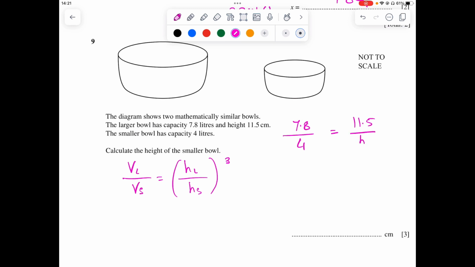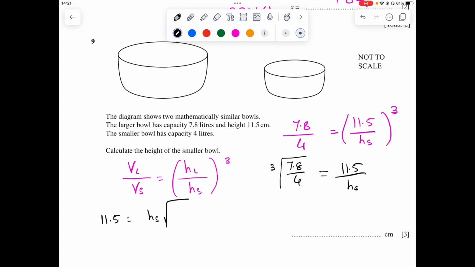And the height of the smaller one has to be found out. Whole cube, so cube becomes cube root. So what does that become? Cube root of 7.8 upon 4 equals 11.5 upon the height of the smaller one. So cross multiplication: 11.5 equals the height of the smaller one times cube root of 7.8 upon 4.